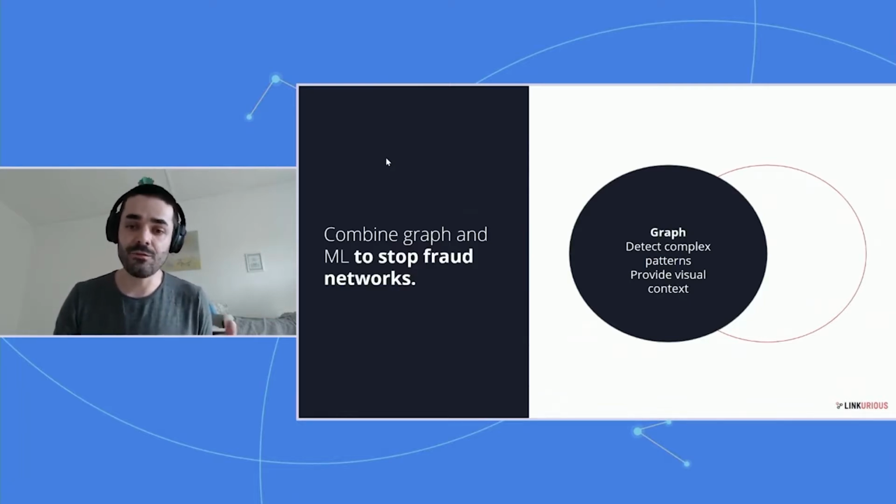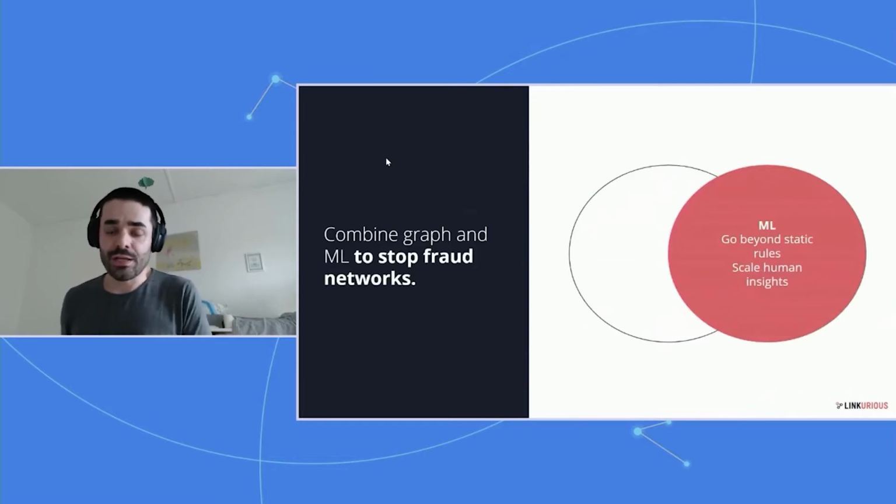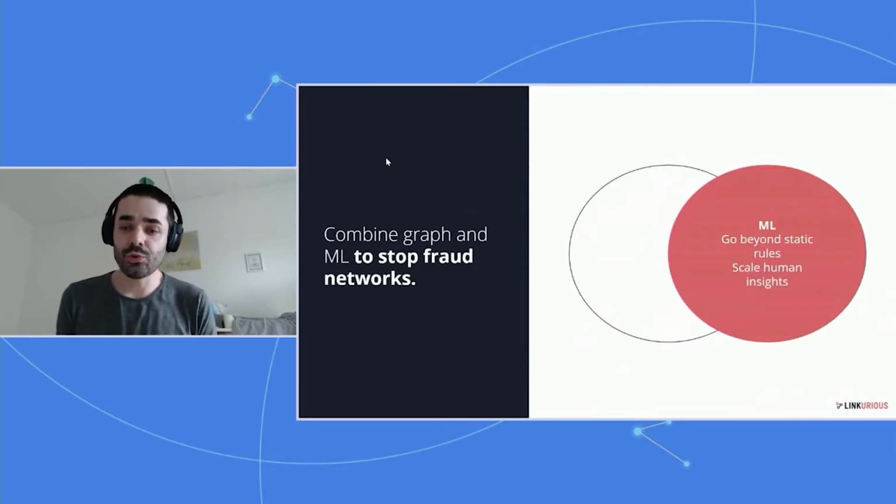So that's for graph. Machine learning, on the other hand, can also be super helpful for anti-fraud. First, because it provides the possibility to go beyond static rules by using statistics. It's also a way to leverage human insights by turning the judgment of people into algorithms. So in and of themselves, both machine learning and graph analytics are super powerful.